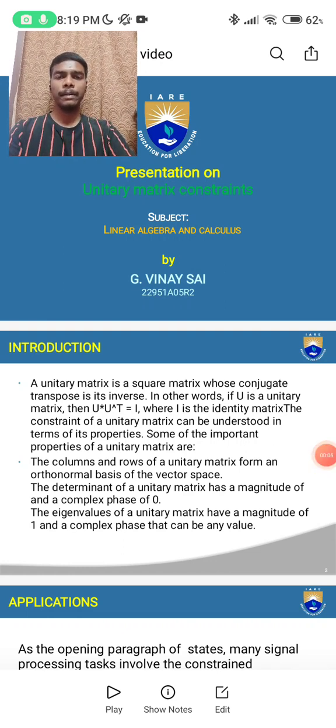I am here to present the PPT on unitary matrix constraints. The subject is linear algebra and calculus. My roll number is R2. I am from CSCD section.